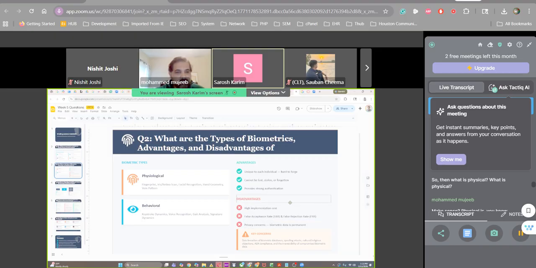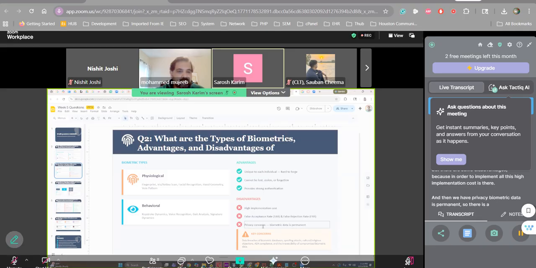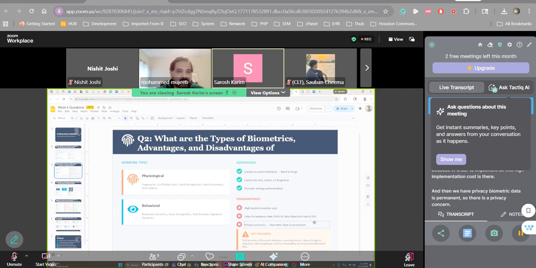But there are some disadvantages. In order to implement all this, there is a high implementation cost. Then we have privacy: biometric data is permanent, so there is a privacy concern. Then false acceptance rate and false rejection rate. I could not understand it much, but if Professor Mujib can pitch in, I wrote it here. Key concerns: data breaches of the biometric database, spoofing attacks, cultural and religious objections, and ADA compliance. All these things are concerns.